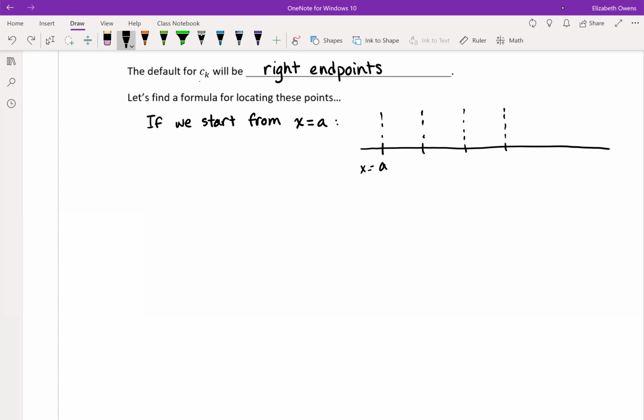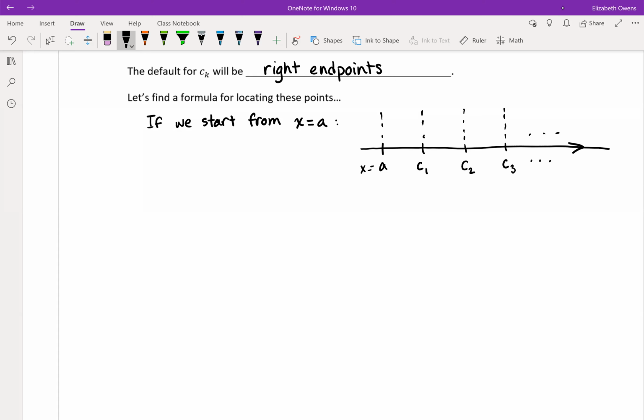This is C1 because this kth rectangle, this is the first rectangle. So this is C1. And then this right here would be C2 for the second rectangle. All right, that's the right endpoint. And then C3. And then you would just keep going on and on until you got all of your rectangles accounted for. Okay, so this goes on.